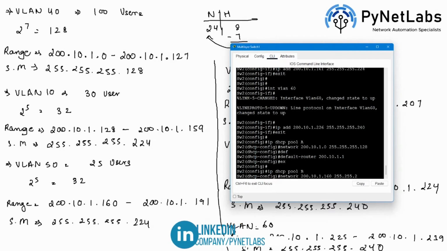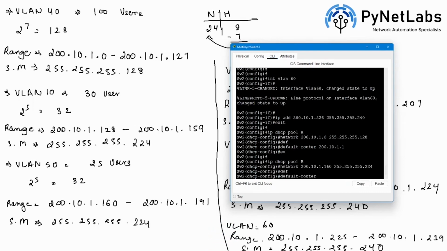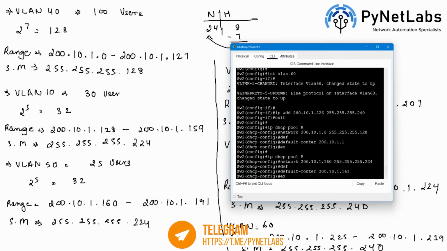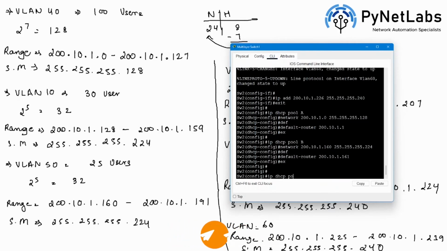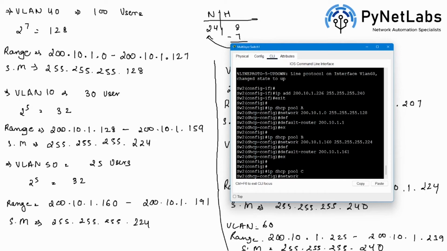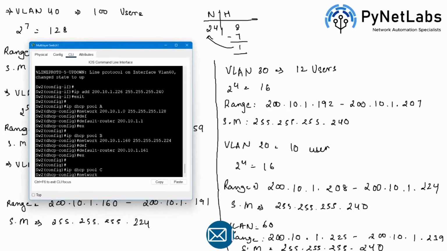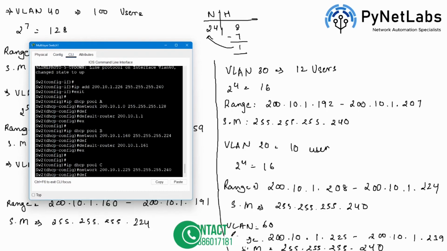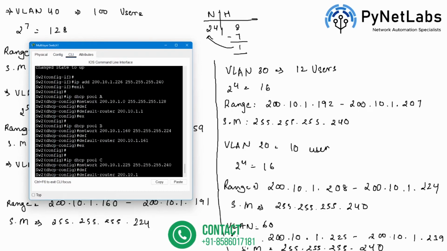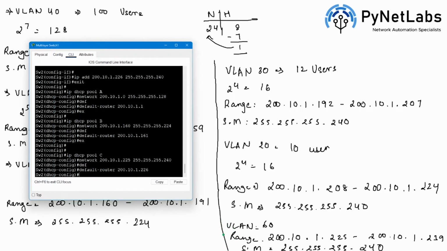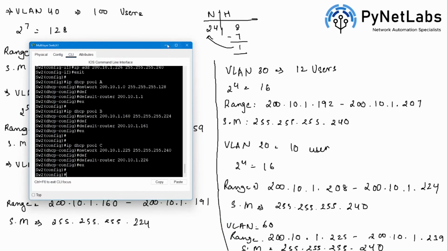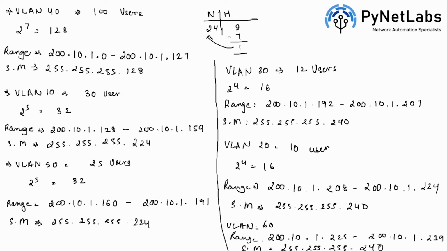Then IP DHCP pool B for the network of this one, which is VLAN 50, 200.10.1.160, and the gateway address is going to be 200.10.1.161. And the last one, IP DHCP pool C for the network, which is going to be there for VLAN number 60 for the network 200.10.1.224 with the subnet mask, and the gateway address is going to be 200.10.1.226. Exit.